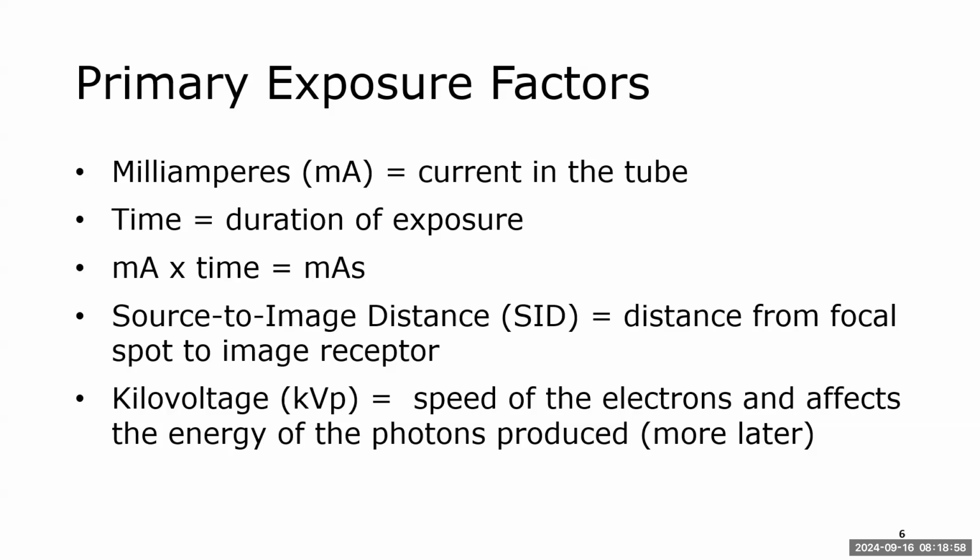So we talked about source to image distance, the distance from the focal spot to the image receptor. And that's why when you pull your tape measure down, it doesn't start at 1. It starts at like 11, because it's taking into account the distance from where the focal spot actually is on the anode to where that tape measure starts. It's taking that distance into consideration. And then the KVP, kilovoltage peak, is the speed of the electrons and affects the energy of the photons produced. And we're going to talk about that one more in a few weeks.